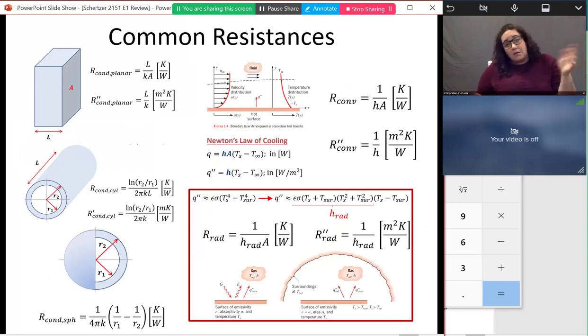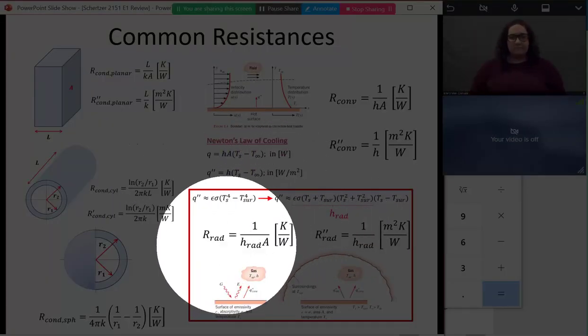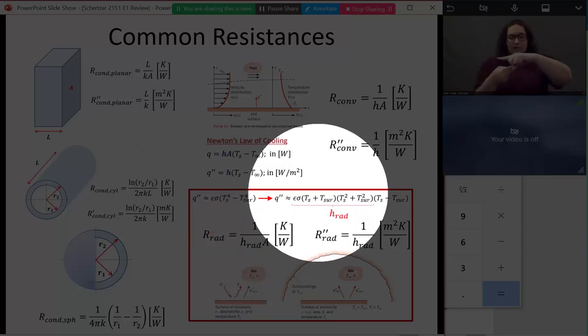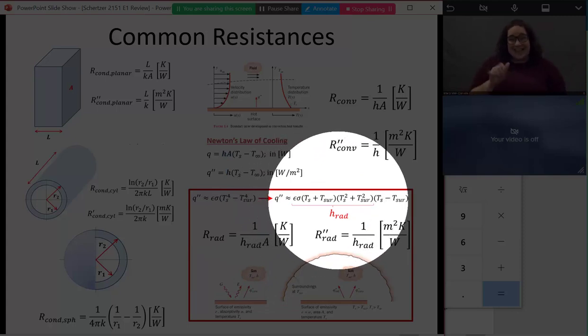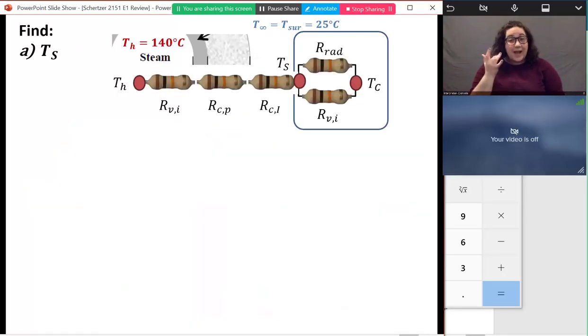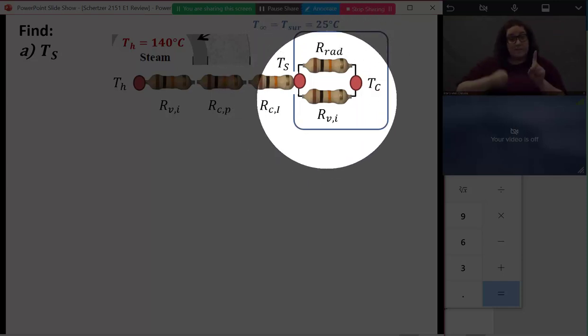So here, this is just a slide from the review lecture, but I have a way to find resistance from radiation. To do that, I take 1 over this radiation heat transfer coefficient multiplied by the area. And my radiation heat transfer coefficient is a little bit ugly, right? And again, I have to remember that because I have some temperatures to the power of 4 here, I want to use Kelvin. So if radiation was important, then my circuit would look like this. It would be the same all the way up to the surface of the pipe, but then I would have these two resistors in parallel.